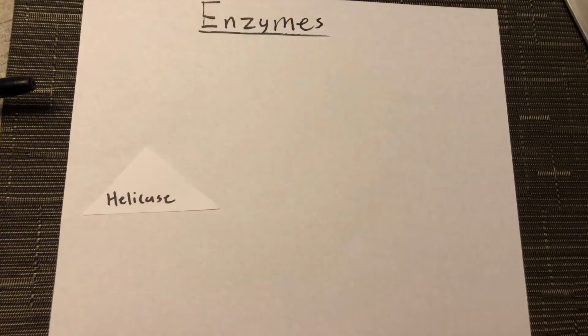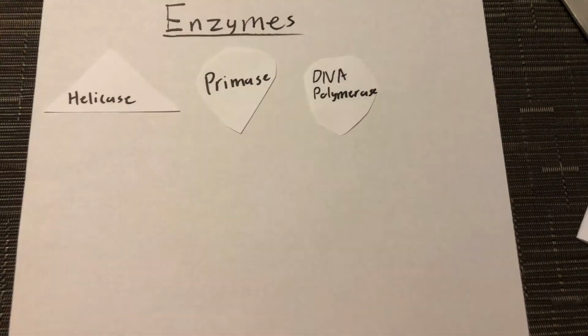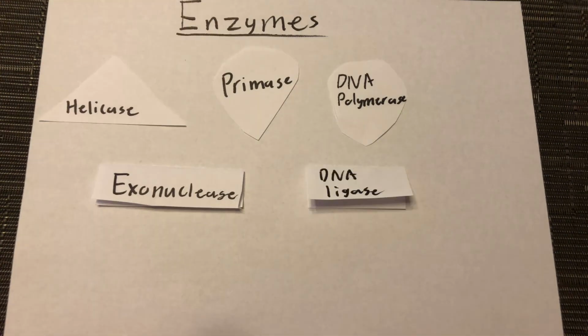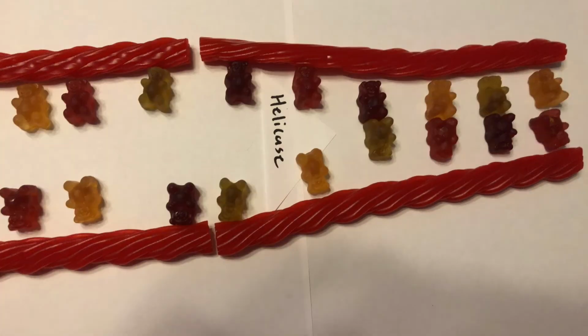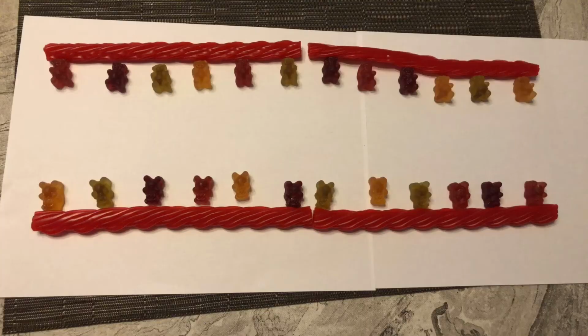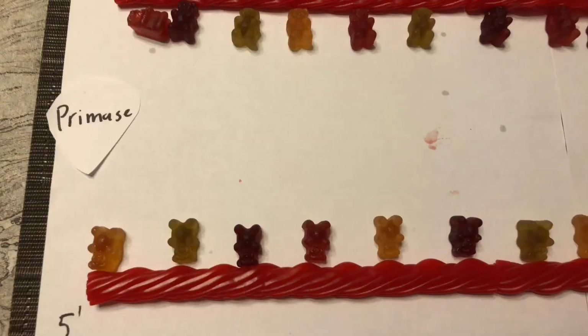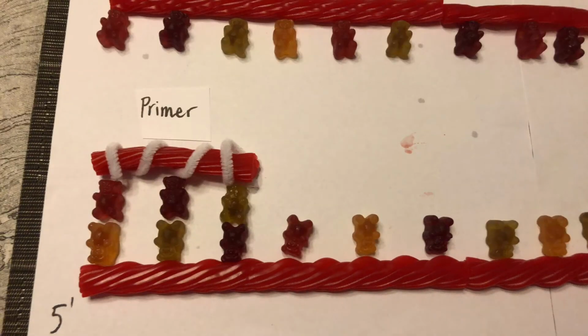There are some important enzymes in the process of DNA replication. There is helicase, primase, DNA polymerase, exonuclease, and DNA ligase. So the first step of DNA replication is for helicase to unzip the double-stranded DNA molecule. Then the enzyme primase will place down an RNA primer at the start of the DNA strand.